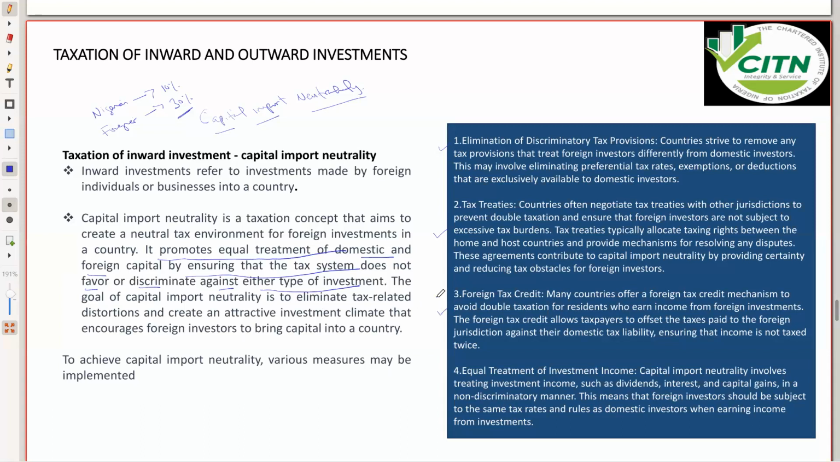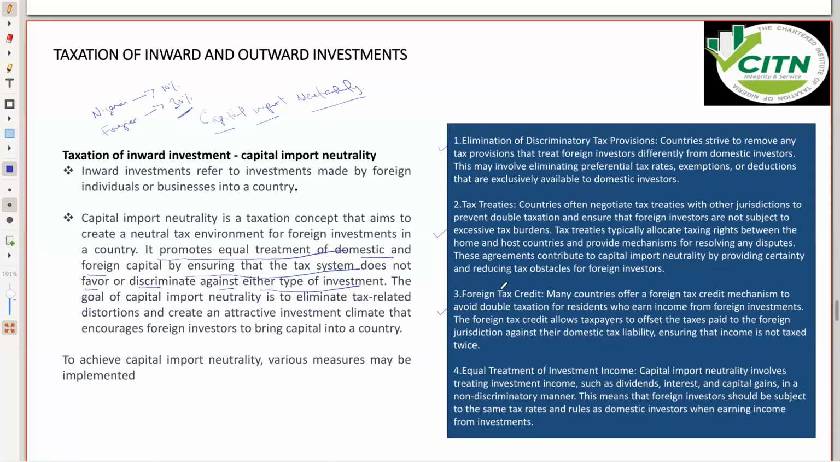And where a tax treaty is not possible, some countries offer what is called a foreign tax credit as a mechanism to avoid double taxation for residents who earn income from foreign investment. What it basically does is allow taxpayers to offset any tax they've paid in a foreign jurisdiction against their own domestic tax liability, ensuring that income is not taxed twice.